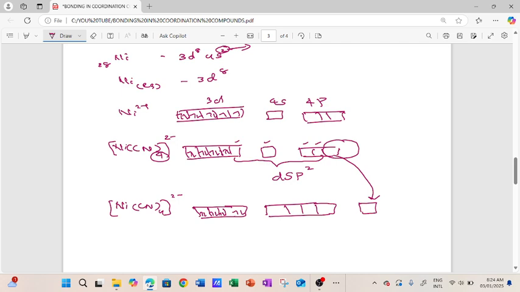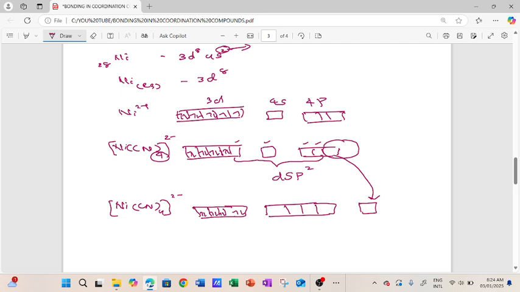One cyanide is giving 2 electrons. Like that, a total of 4 cyanide ions are there. Altogether 8 electrons are shared with the nickel. It forms 4 coordinate bonds. So the hybridization is dsp2. In the beginning I told you, if it is dsp2, the geometry will be square planar.